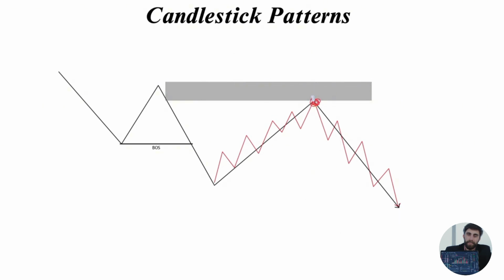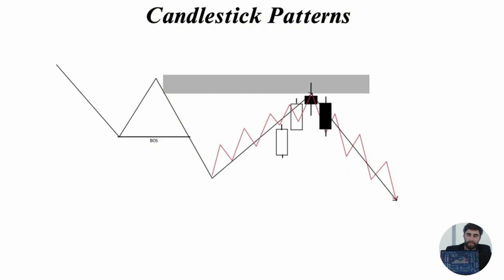If we want an increased chance that this supply will respect, we would want to see a bearish reversal candle. That bearish reversal preferably should also have a bearish continuation candle right after it. This increases the chances that this supply will respect in pushing the market down.